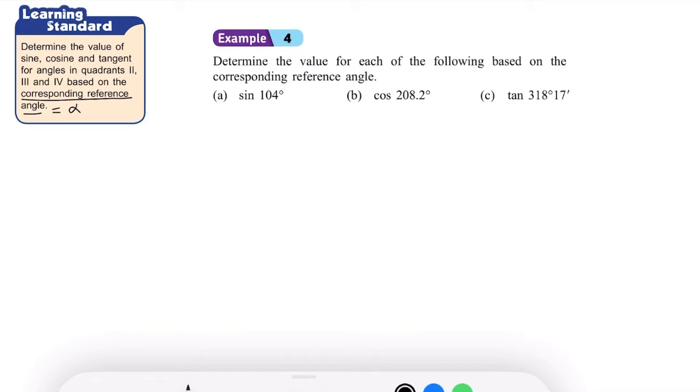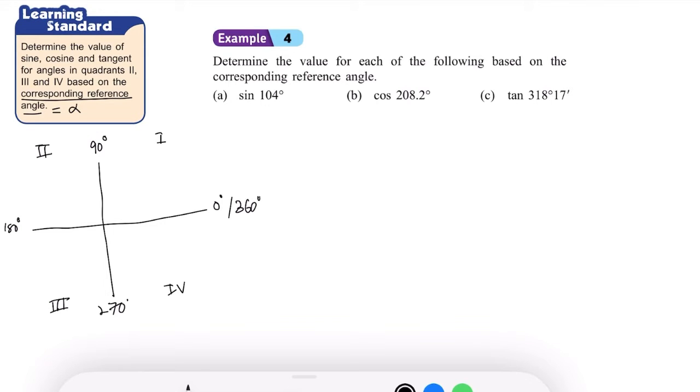Okay, so first and foremost, let's revise a bit about the quadrant. So we have 4 quadrants. Quadrant 1 is from 0 degree to 90 degree. Quadrant 2 is from 90 degree to 180 degree. Quadrant 3 is from 180 to 270 degree. Quadrant 4 is from 270 degree to 360 degree.